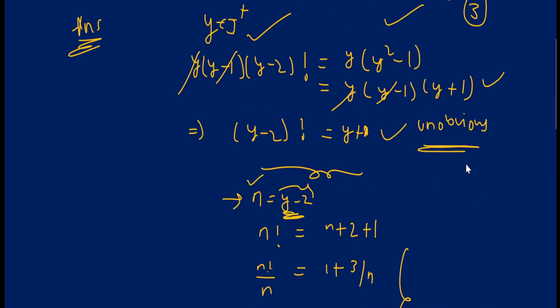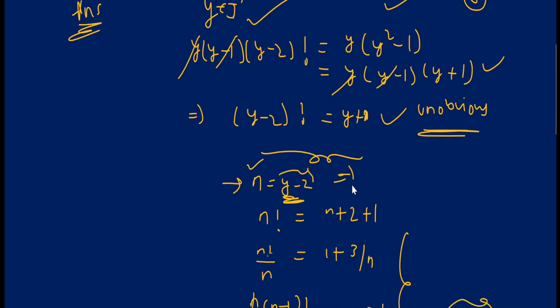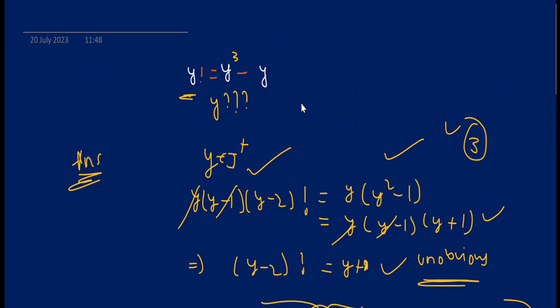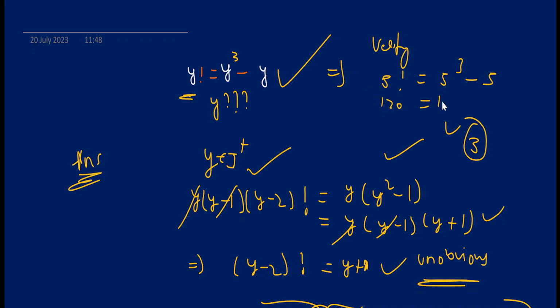Now, as we have assumed n as y minus 2, this implies 3 is equal to y minus 2 because n is 3. This implies y equals 5. So, y equals 5 is the answer that we have got. Now let's substitute y equal to 5 in the original equation to verify. So 5 factorial is equal to 5 cube minus 5. 5 factorial is 120. 5 cube is 125 minus 5, which is equal to 120. Therefore 5 is the correct answer. We will get the right answer, but we are just verifying.